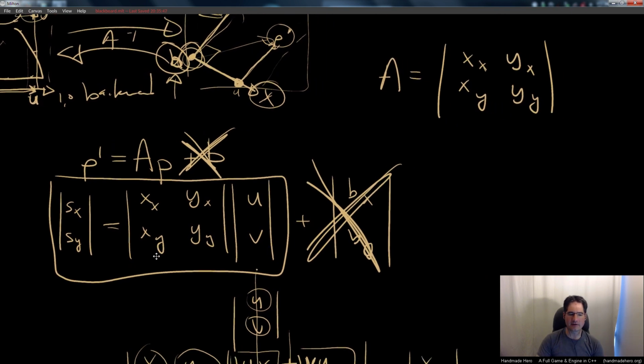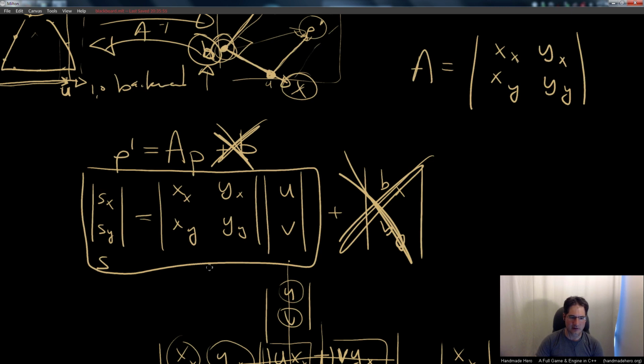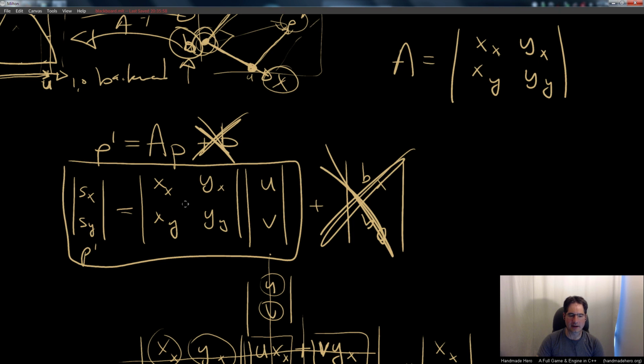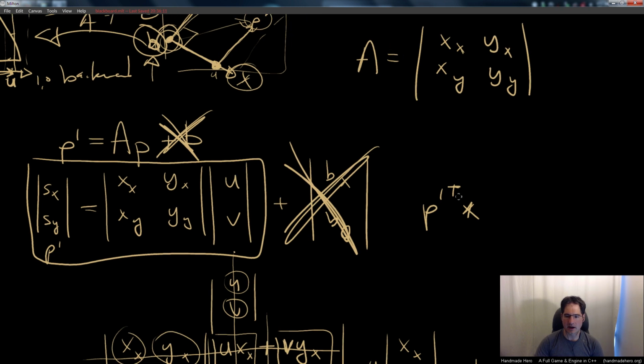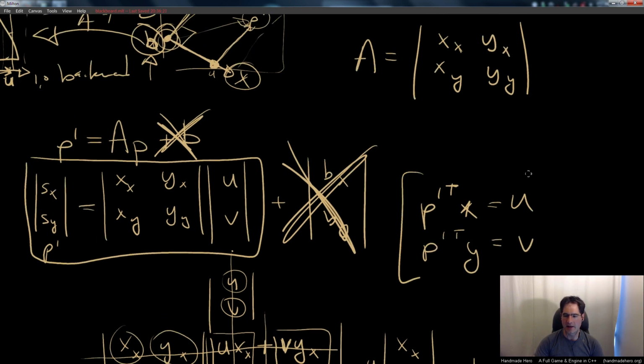But the dot products I typed in were, let's call this the S vector. Well, I guess we called it P prime, so that's fine. I wanted to take P prime transpose X, so I wanted to dot product this and this together. That was going to be my U coordinate, and I said I was going to take the same thing with the Y axis, and that was going to be my V coordinate, right? That's what I said.